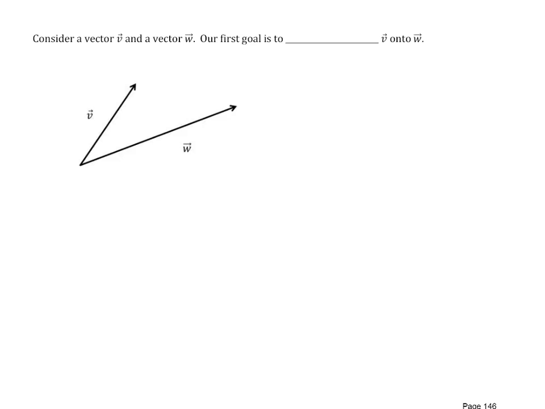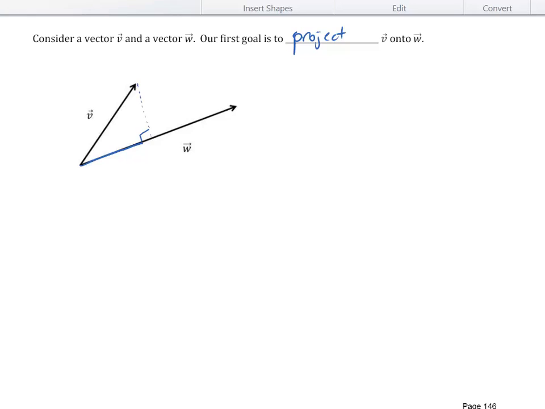We consider two vectors, v and w. Our first goal is to project v onto w. In a direction that is perpendicular or orthogonal to w, I'd like to drop a line straight down that forms a right angle with w. I would like to know, and maybe I should draw this in red so you can see it a little bit better, what is this vector right here? If I were to call that v1, what is that vector in the direction of w?